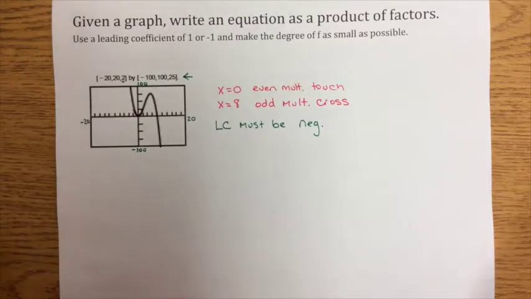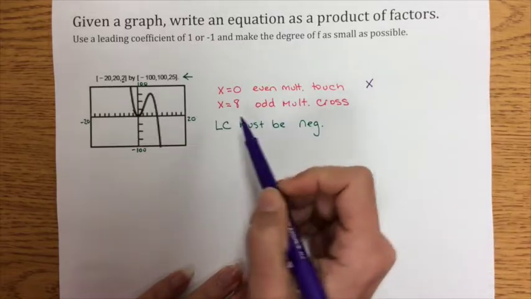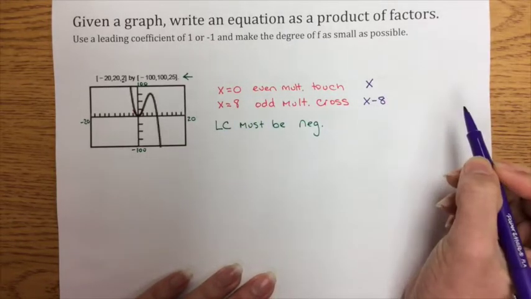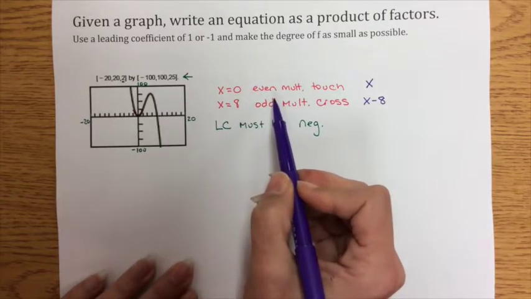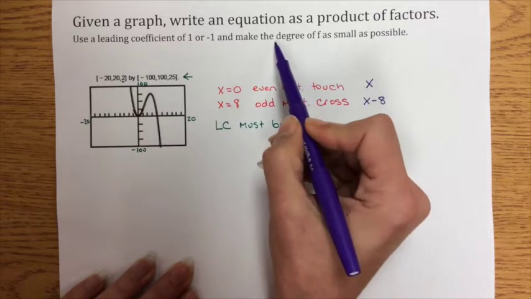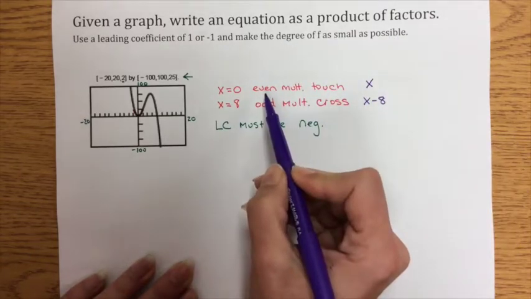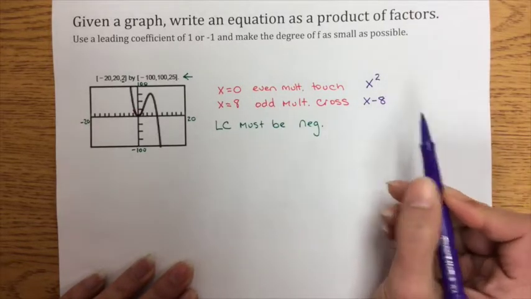We want to turn our zeros into factors. So this as a factor is just x and this as a factor is x minus 8. Now we need to look at our multiplicity. x equals 0 has an even multiplicity. If you notice up here it says make the degree as small as possible. So even multiplicity as small as possible would be x squared.